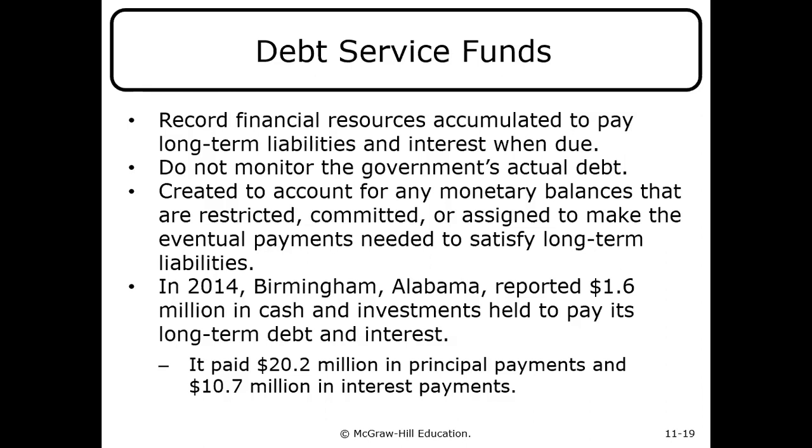For example, June 30th, 2014, the city of Birmingham, Alabama, reported holding approximately 1.6 million of cash and investments in its debt service fund to pay long-term debt and interest. For the year then ended, more than 20.2 million in principal payments were made from the fund, with 10.7 million in interest payments. So very different than what we're used to.